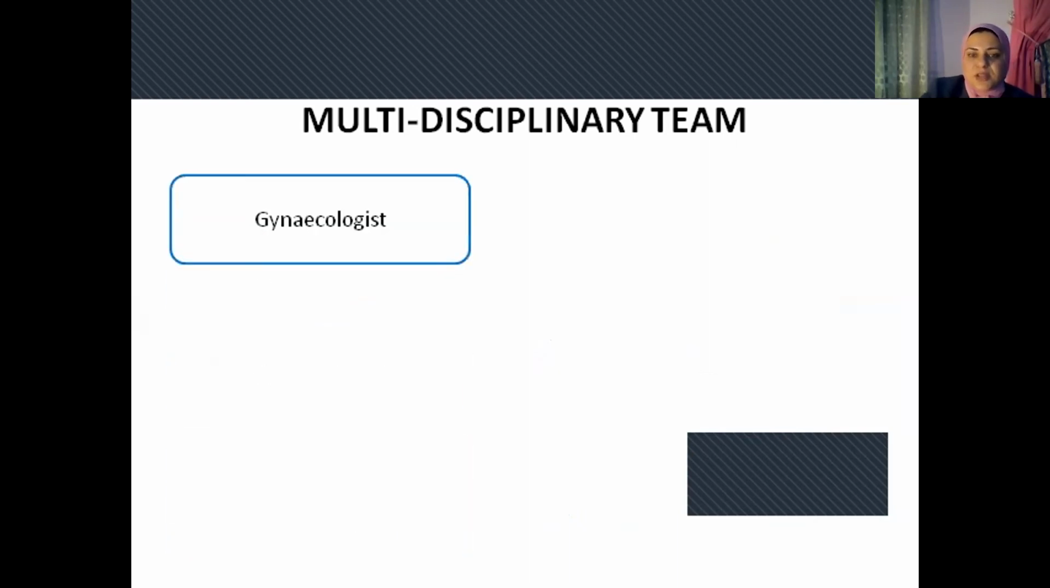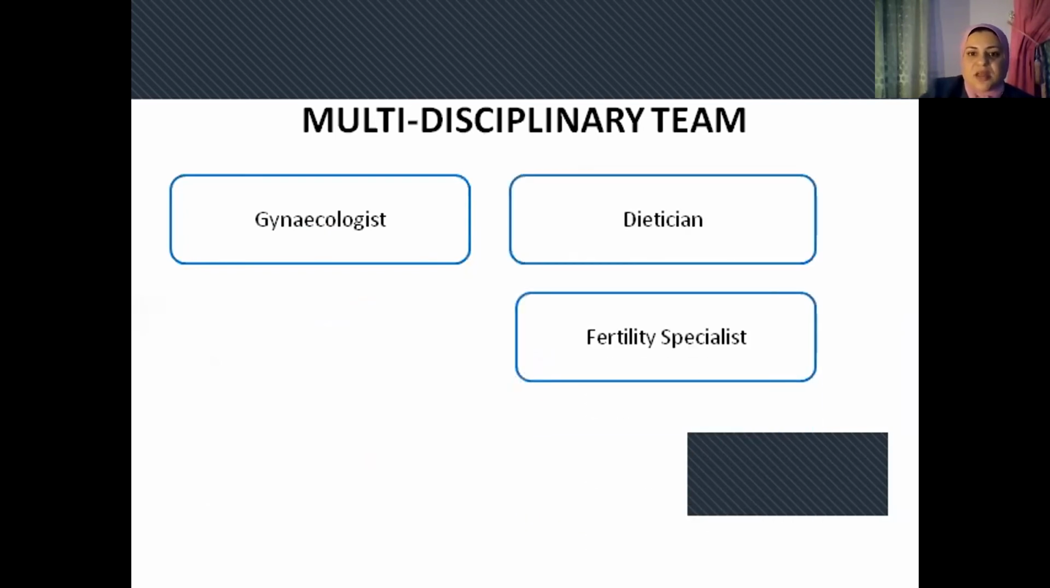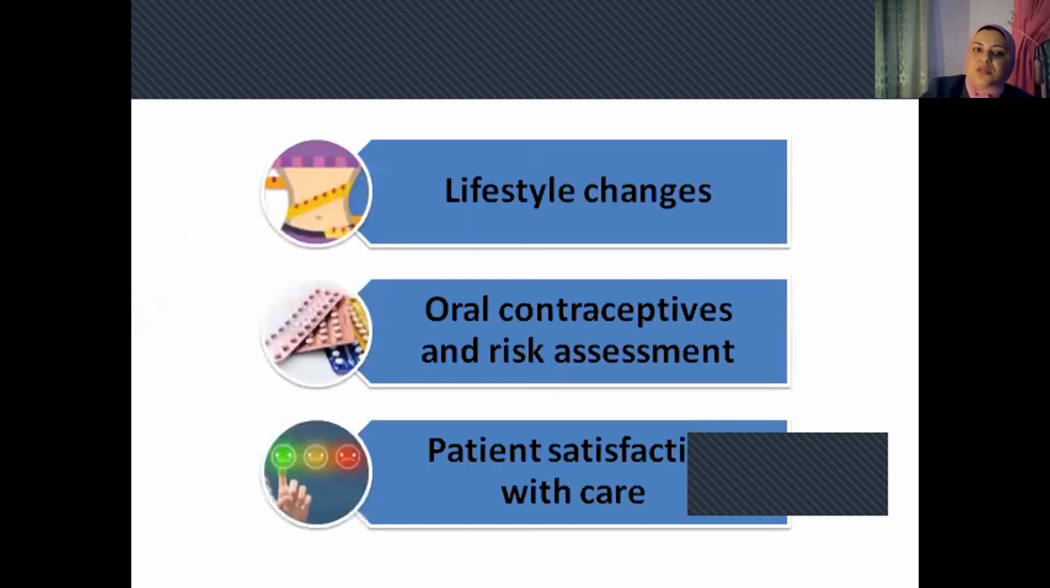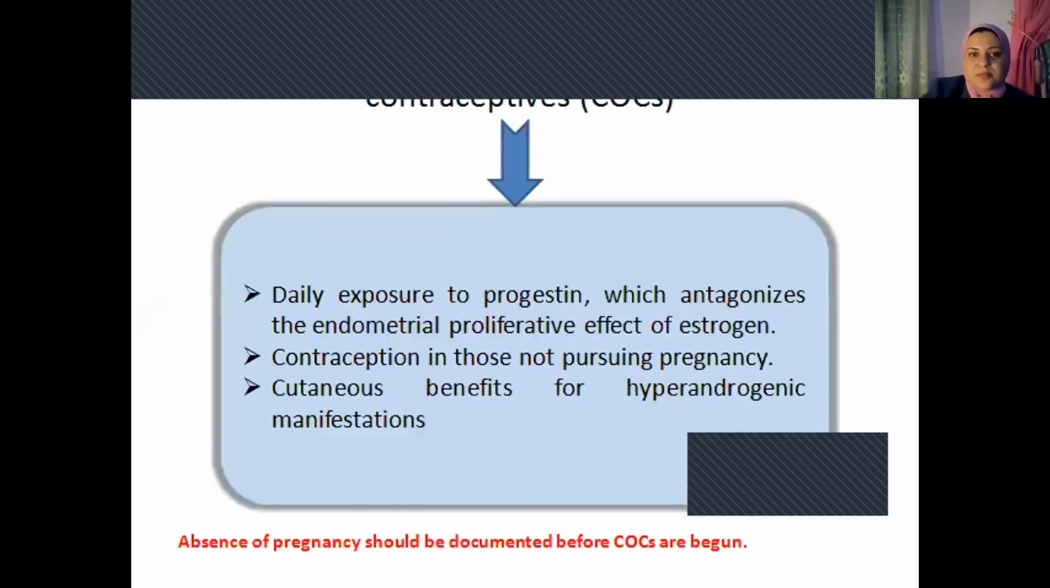The management should be by a multidisciplinary team: the gynecologist, dietitian, fertility specialist, physician or endocrinologist, and support groups. We should give the patient lifestyle changes, oral contraceptives, risk assessment, and attention to patient satisfaction with care.